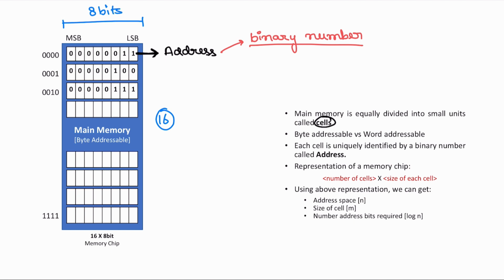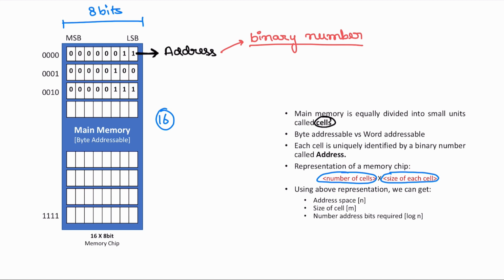So now let's talk about the main memory representation. We have a representation for each memory chip. If we have a memory chip, how can we represent it? There is a standard way to represent each memory chip, and this representation looks like: number of cells cross the size of each cell.